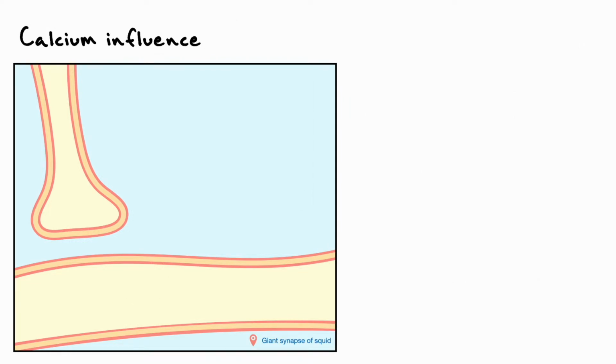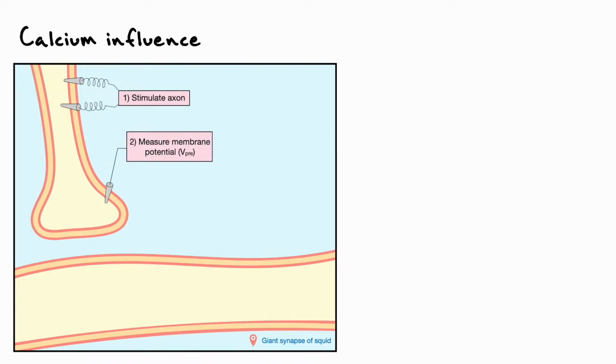More convincing experiments, again made by Katz, that sought to determine what was the signal for chemical transmission, utilized the giant synapse of the squid. This synapse is very convenient as its size allows the insertion of electrodes into the pre- and postsynaptic structures. Two electrodes are inserted in the presynaptic cell, one for stimulation and one for voltage recording. A third electrode is inserted in the postsynaptic cell to record the voltage there.